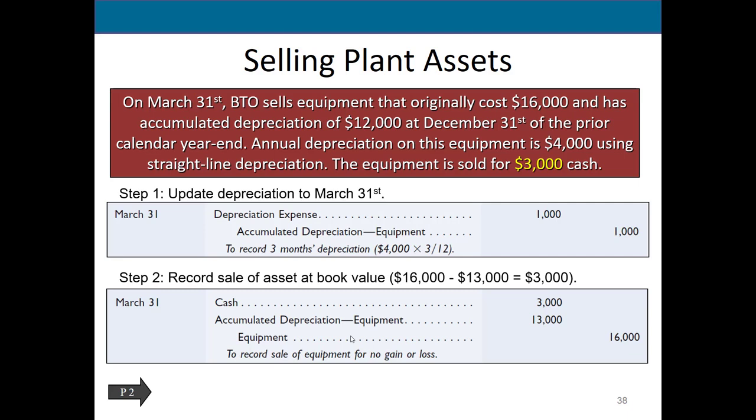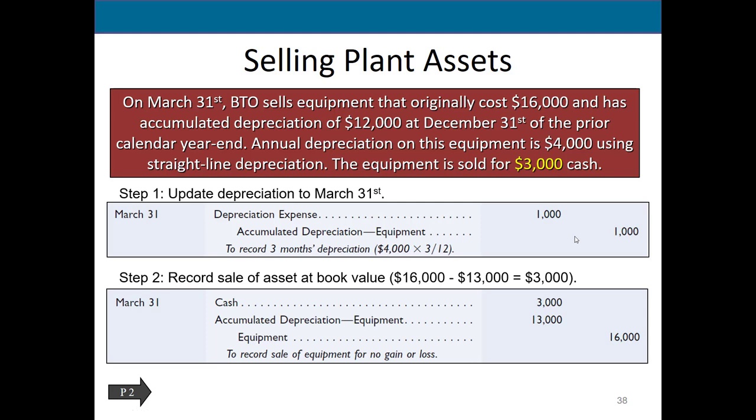First thing I have to do, I have to bring the depreciation up to date. It's March 31. Annual depreciation is 4,000, and 3 months of the year are gone. I take 4,000 times 3/12. I need to depreciate another $1,000. So I update my depreciation. What is accumulated depreciation now? It was 12,000. I just added another 1,000 in.